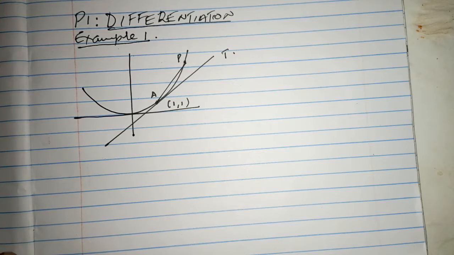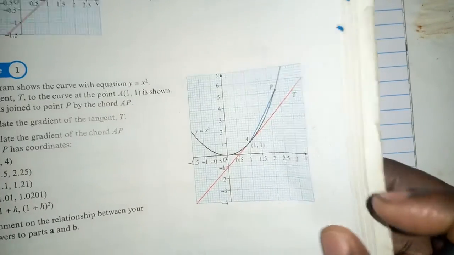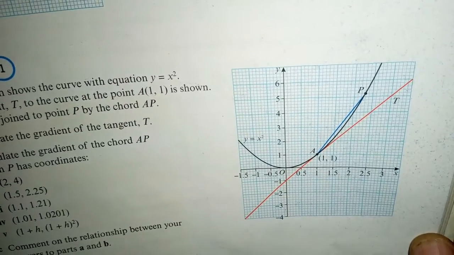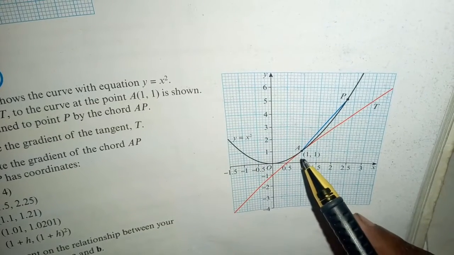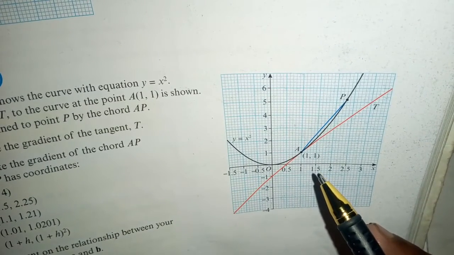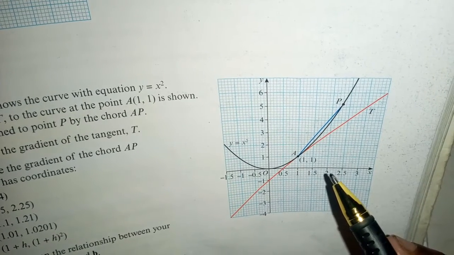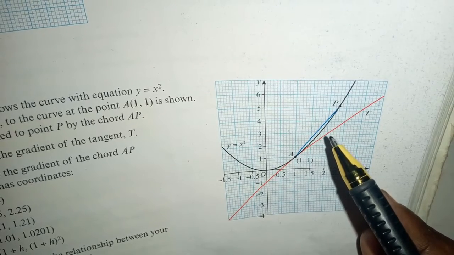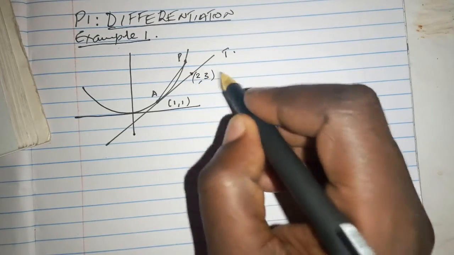The most accurate diagram is here. We can look at it so that we can understand it further. As you can see, there is a point A(1, 1). And if you were to spot another point along tangent T, it will be point (2, 3). This one is a perfect point, x is 2, y is 3.